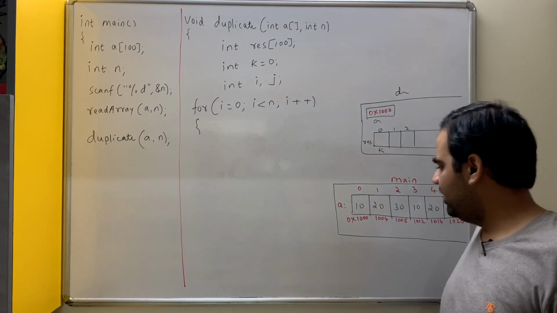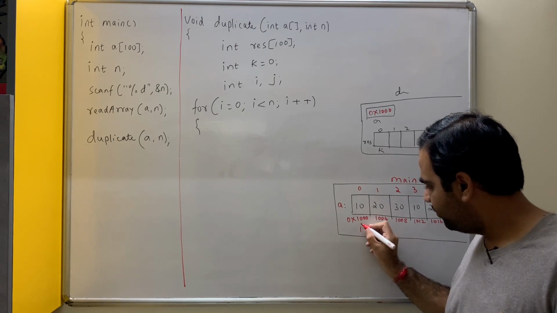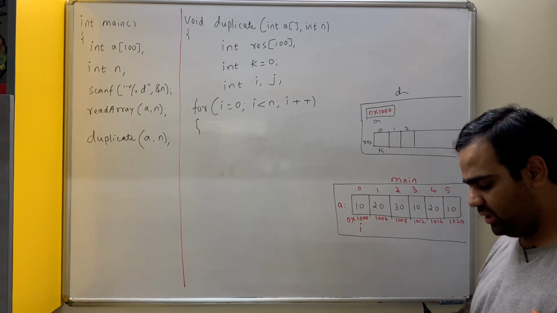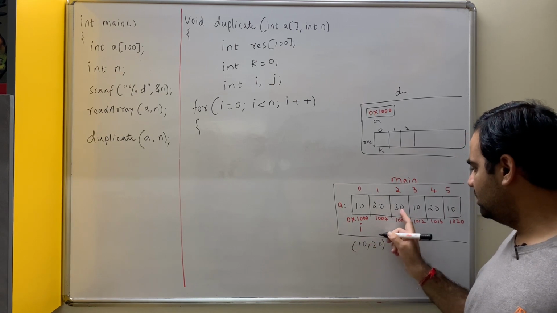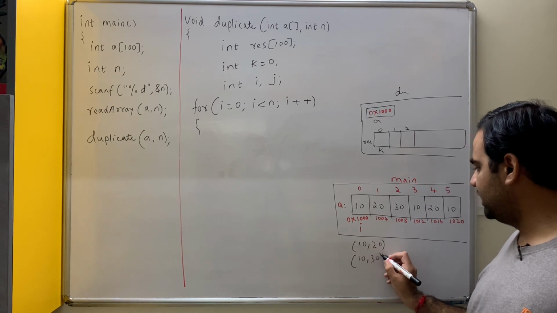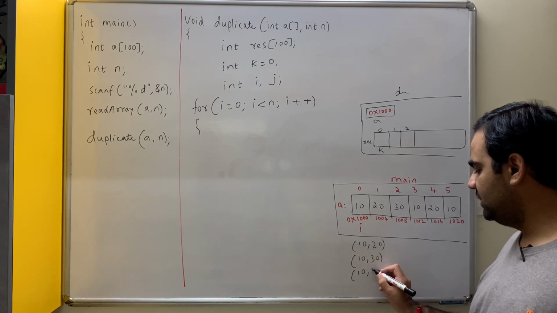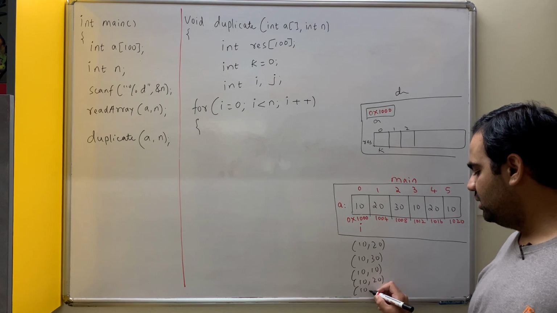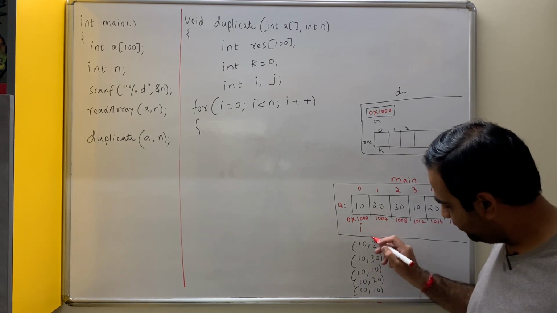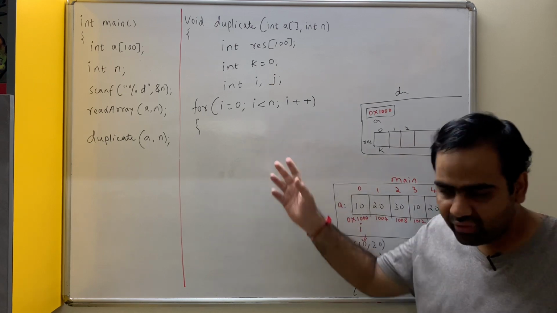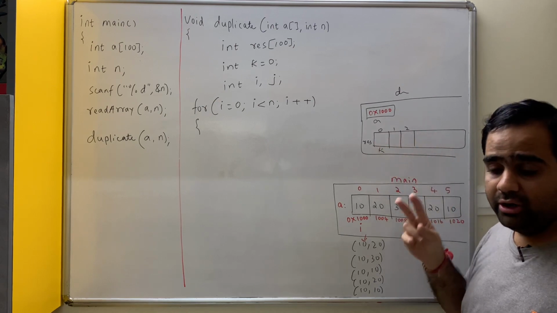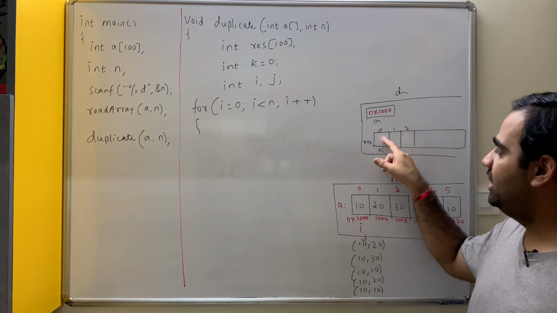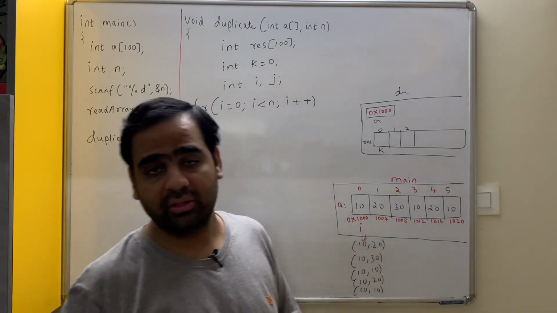Now, before I find all the pairs with respect to 10. Now what are the pairs with respect to 10? The pairs with respect to 10 are 10 20, 10 30, next pair is 10 10, next pair is 10 20 and the last pair is 10 10. Now before I find the duplicate elements with respect to 10, with respect to A of i, I need to search: is 10 already marked as the duplicate element or not? That means I need to search is 10 already there in the resultant array or not.